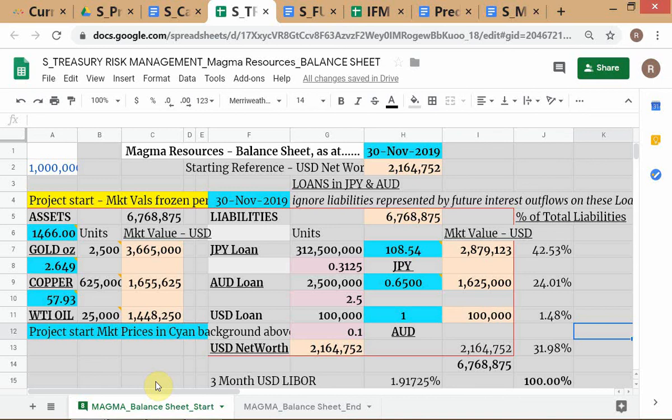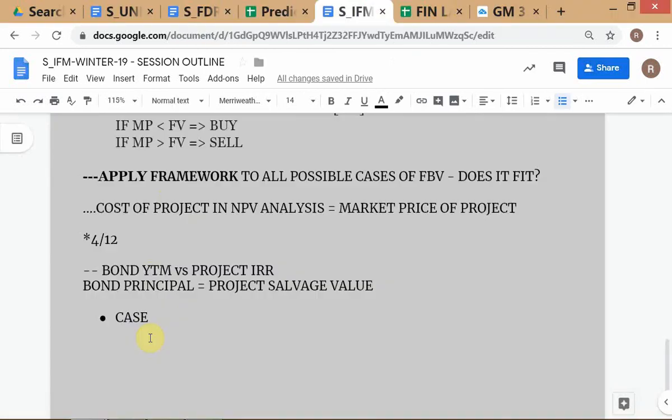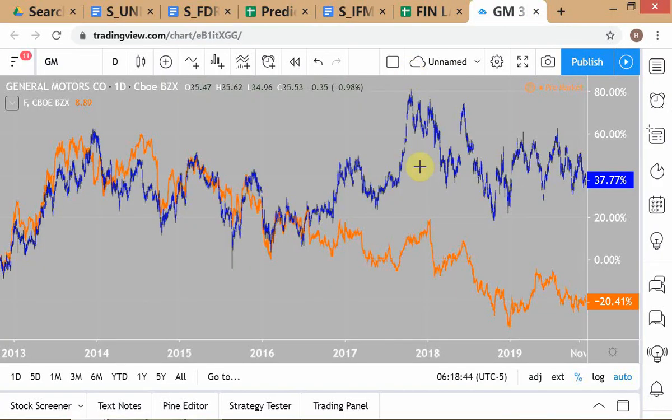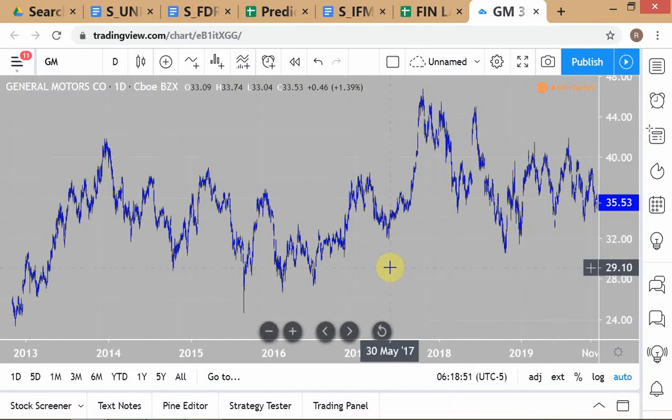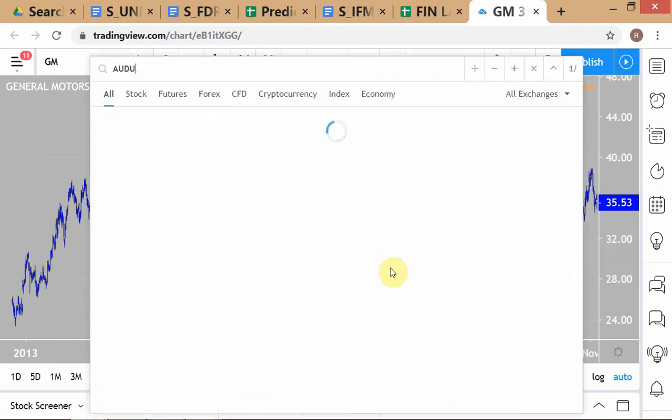Where you were changing the price, this is 0.65 per dollar. Aussie, yes, if you look at the Aussie chart, if we close, if you look at this, how is the Aussie quoted?